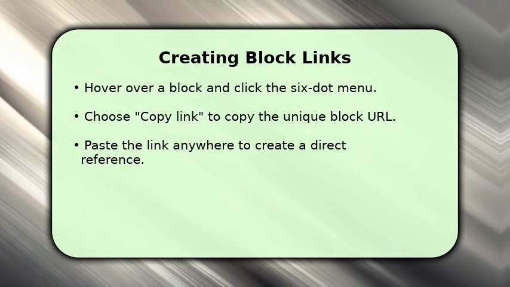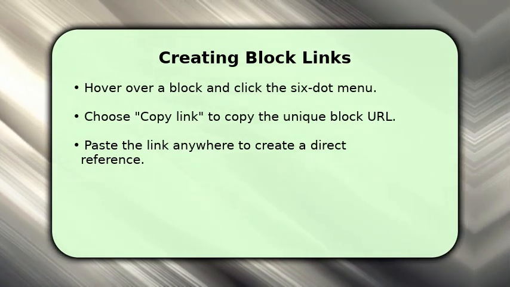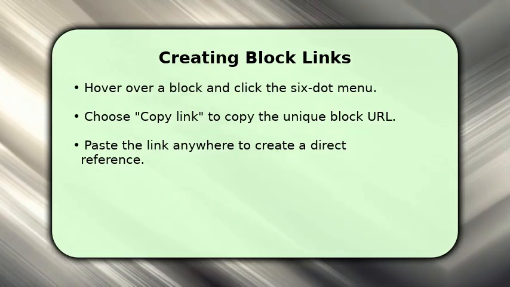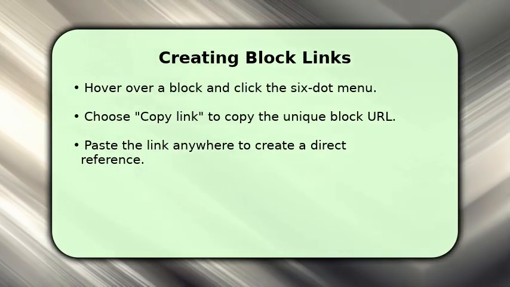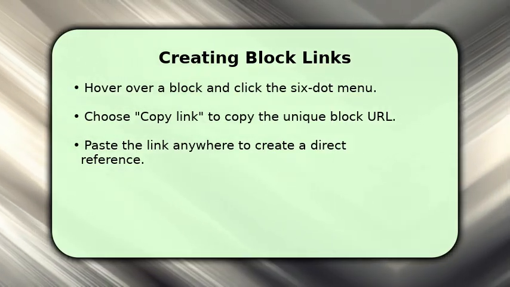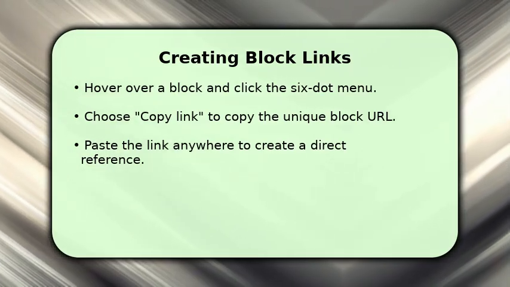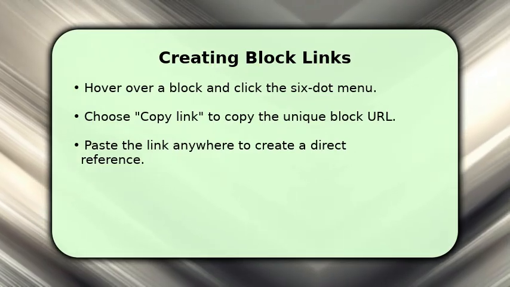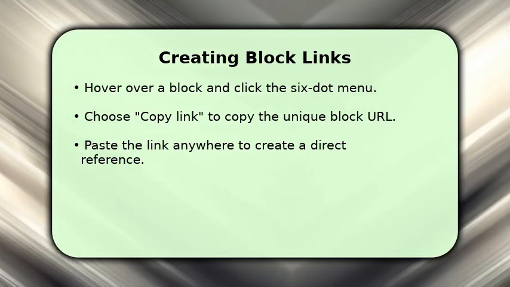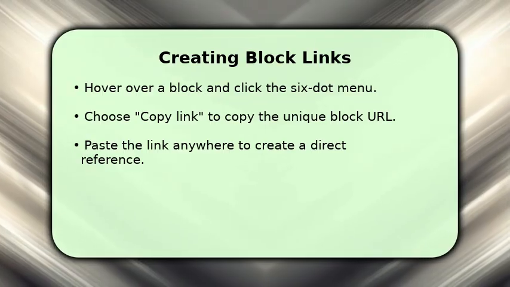To create a link to a specific block, hover over the block you want to reference. You will see a 6-dot menu appear on the left. Click this menu and select the Copy Link option. This action copies a unique URL for that particular block. You can then paste this link anywhere in Notion, creating a direct reference that jumps precisely to that content, which is perfect for detailed cross-referencing.